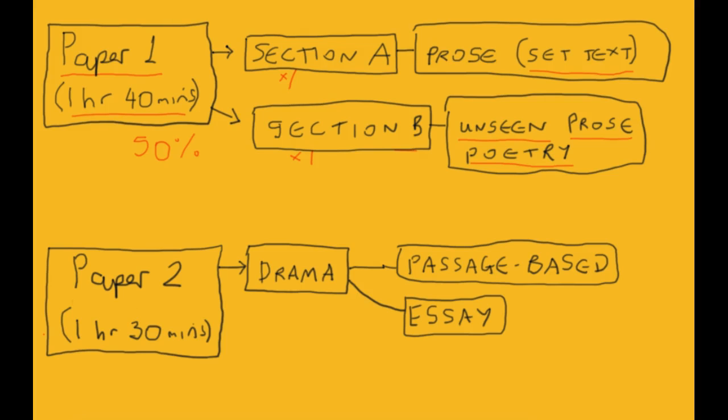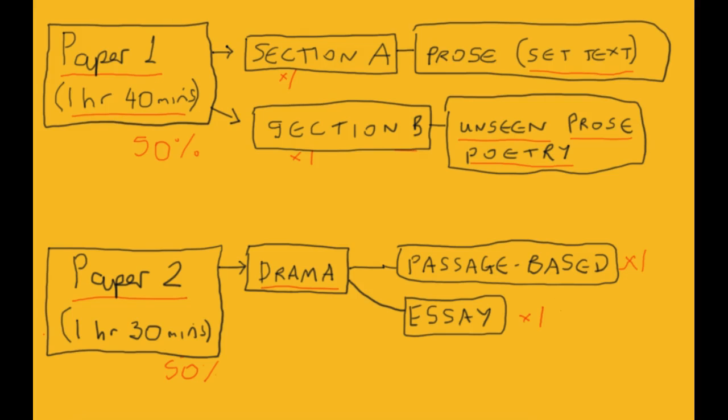Then you will go back on another day and you will sit for paper 2. Paper 2 is 1 hour 30 minutes, and it's also worth 50% of the overall marks for the O-level paper, and you will be doing drama here. Now this is also a set text. Your school or teacher will have given you the play that you're looking at. And here you also have to answer two questions. You're going to do a compulsory passage-based question, and you are going to answer then an essay question. You've got a choice of two essay questions to choose from. So in total 4 questions over 2 papers.